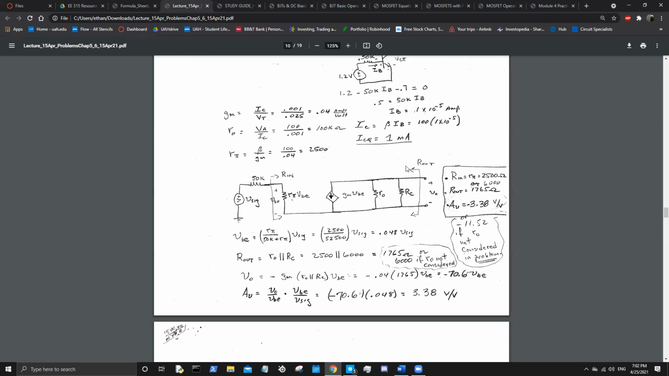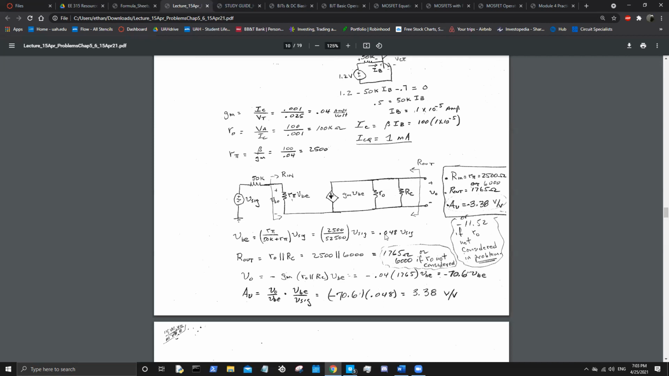R out, which is over here, is equivalent to, how's this, R0 parallel with RC, it looks like? Yep, okay, so we do 2500 in parallel with 6000. I would have just done the math there instead of doodling some lines, but it's not my call, I suppose. And this results in 1,765 ohms, or 6,000 if RO is not considered. Oh, but it's there, so we've got to deal with it. So that solves for R out.